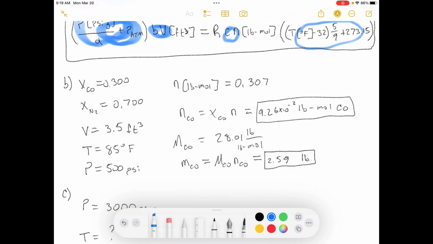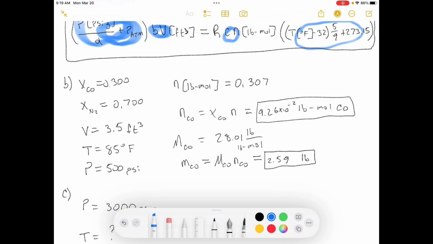Part B. A 30 mole % carbon monoxide and 70 mole % nitrogen gas mixture is stored in a cylinder with a volume of 3.5 feet cubed at a temperature of 85 degrees Fahrenheit. The reading on a Bourdon gauge attached to the cylinder is 500 psi. Calculate the total amount of gas in pound moles and the mass of carbon monoxide in pounds mass in the tank.